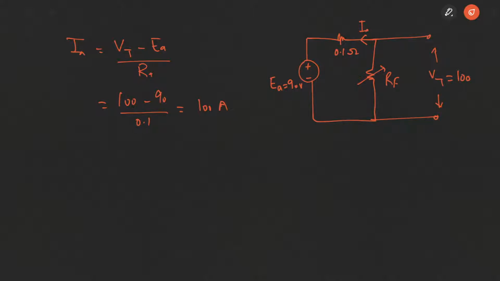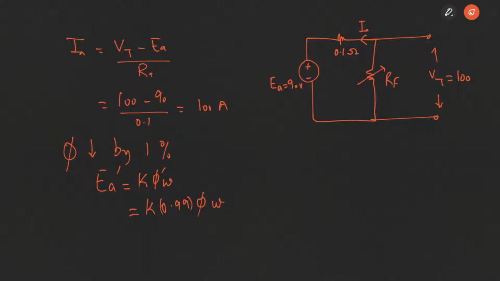Now let us assume the flux decreases by, say for example, 1%. So a 1% decrease in flux means, since we know that EA is equal to K phi omega, and K and omega we assume are constant, flux is decreasing now. That means our new EA dash will be equal to K phi dash omega, where phi dash, since phi has decreased by 1%, is actually 0.99 of the initial phi.